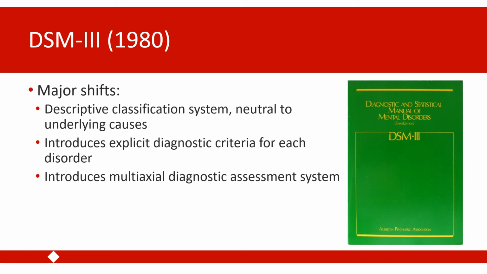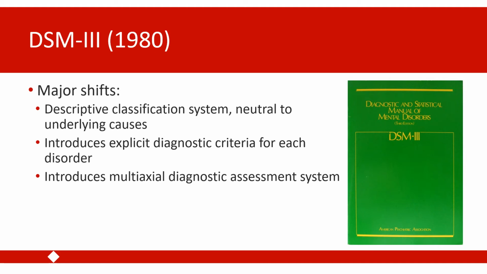The DSM-III also introduced something called the multi-axial diagnostic assessment system. So in this system, a full diagnosis for an individual included 5 different components, and these were called axes. So axis 1 included most clinical disorders. So these are going to be the categories of disorders that we are going to talk about later this semester.